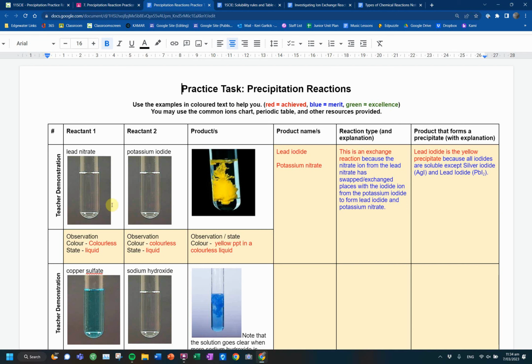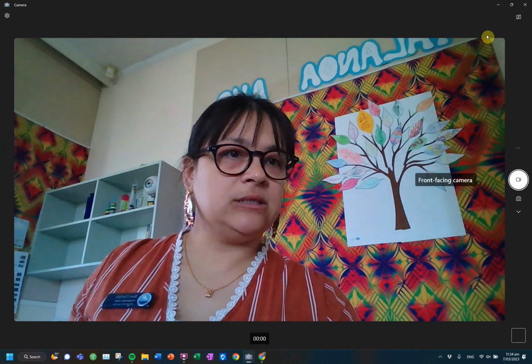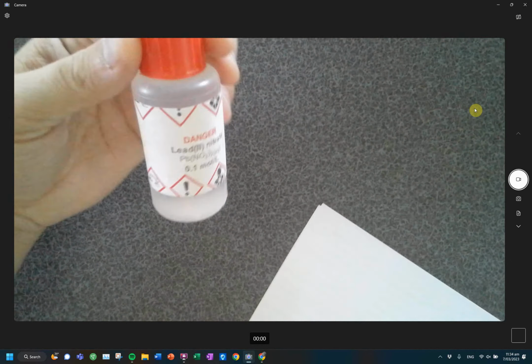So let's first look at what we are doing practically. So we have 2 solutions here, and I will demo this as well so you guys can see it in real life. The first one is lead nitrate, so I'm holding that up to you guys right now, and I'll switch to the document camera so you guys can see it as well. Hello. All right, so this here is lead nitrate.